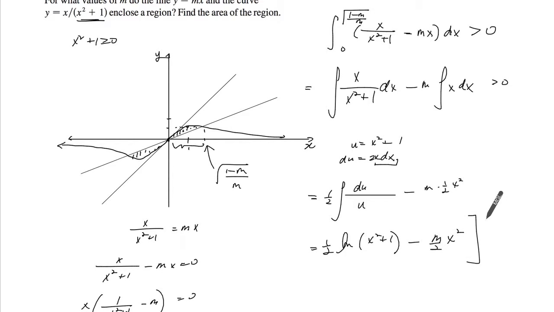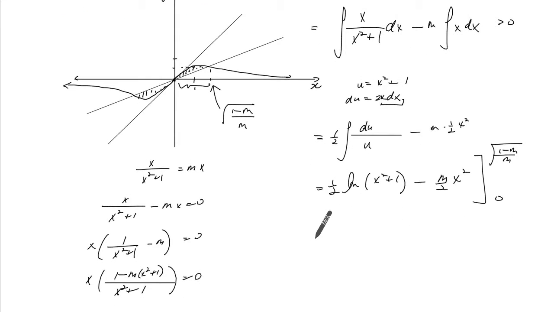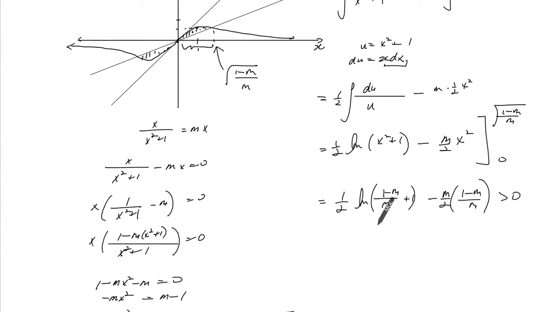Okay, now we're going to plug this in. Okay. Fortunately, the x is squared, so we're going to get ln of 1 minus m over m plus 1, minus m over 2 times 1 minus m over m. Okay, this has to be positive. Okay, let's see. We can simplify this here. So this actually just becomes ln of 1 minus m plus m, so you're going to get just ln of 1 over m. That cancels out, and multiplying by the negative m, you get m minus 1.